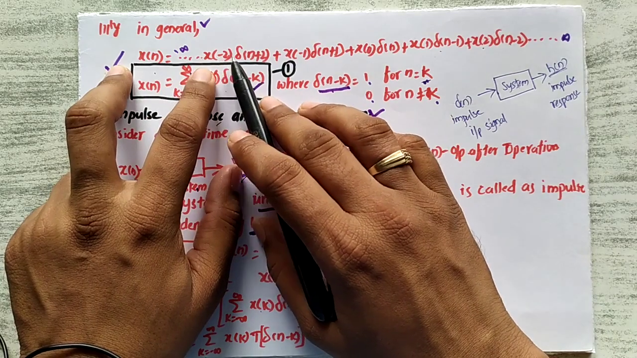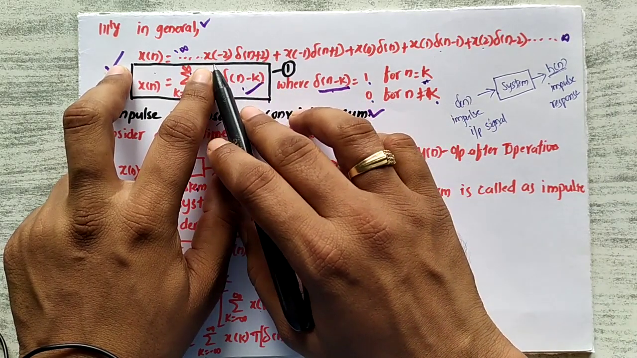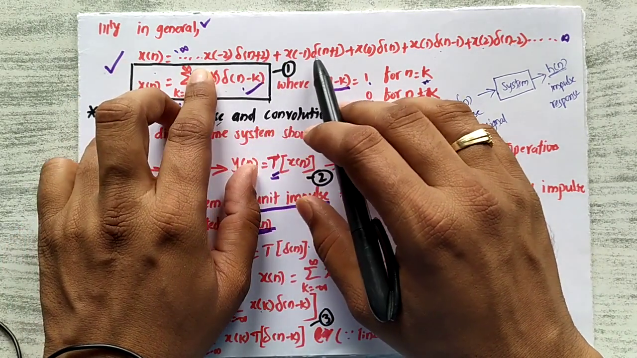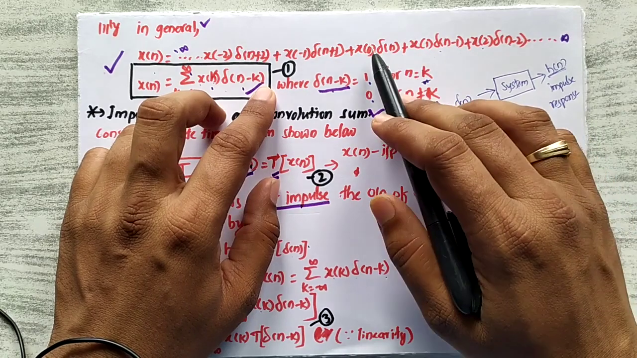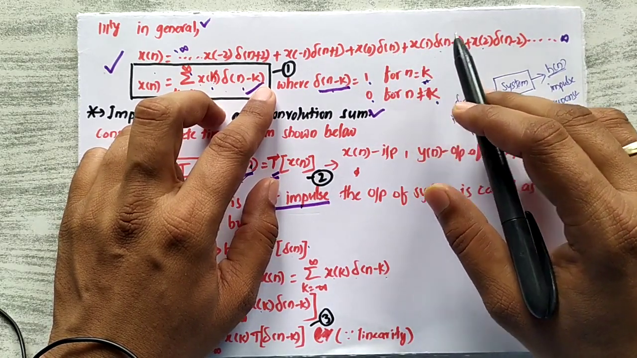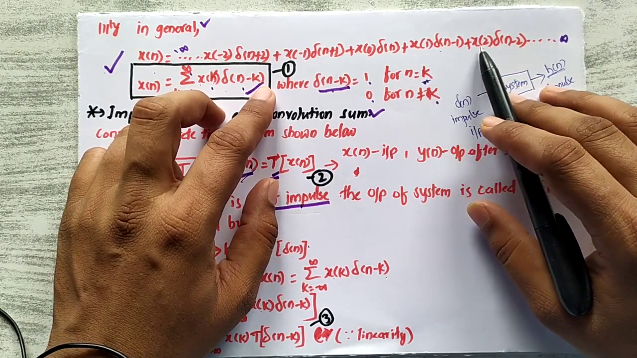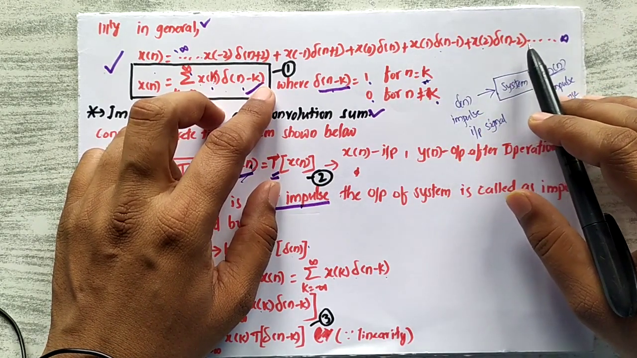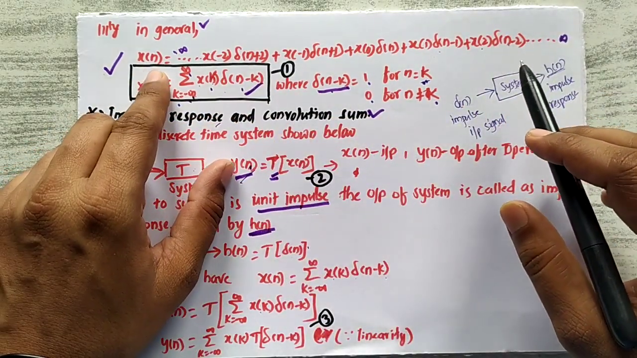So x of -2 into delta n plus 2, because a 2 left shift has to be done here. Then x of -1 into delta n plus 1, 1 left shifted, x of 0 delta n, and x of 1 delta n minus 1, right shifted by 1 unit here, multiplied with x of 1, x of 2 into delta n minus 2, like this it will go. Okay, so this is the representation of the signal.